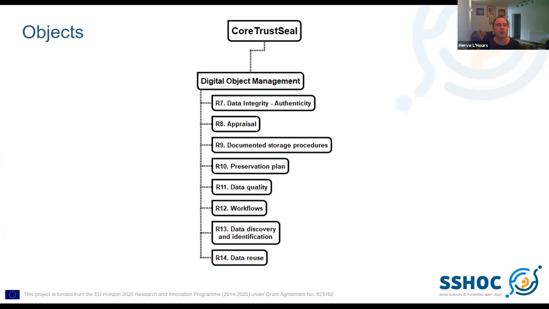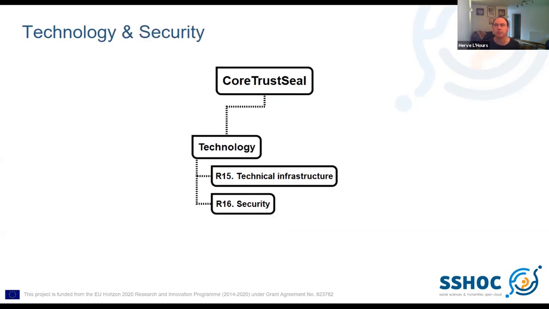Measures that you take to curate for data quality, documenting your workflows, enabling data discovery and identification, and enabling data reuse. And then finally here, stuff which kind of came up in much more detail as the core trust seal evolved from WDS and the data seal of approval, looking at the technical infrastructure and security aspects. I think it's important to acknowledge that these are a core of core sharing information. There's no IT services management aspect to this, but it's certainly a good starting point for sharing peer information.